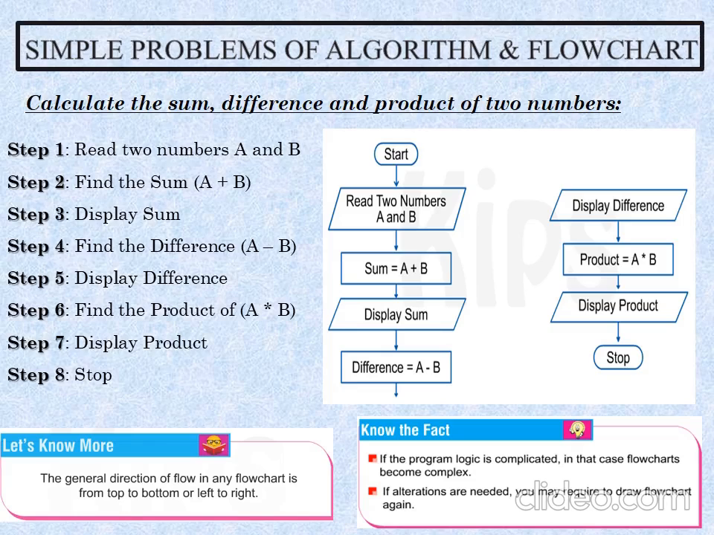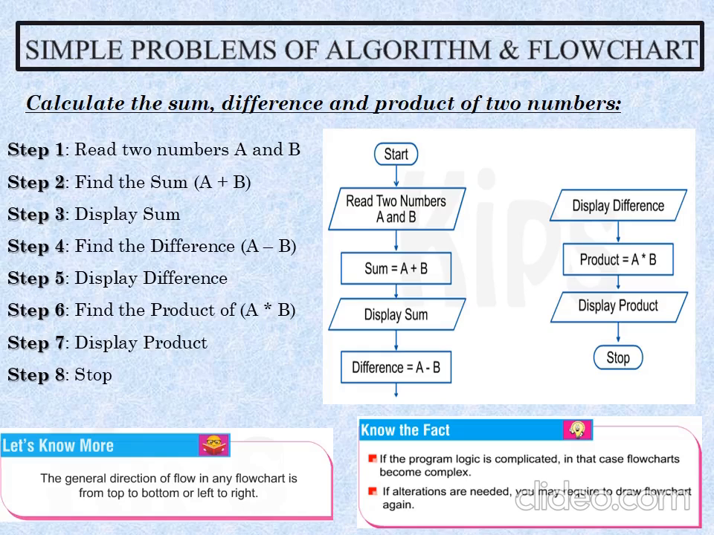Second, they have asked us to find the difference. Since we already have the input numbers A and B, we don't have to take new input numbers. In the first step itself, we have taken them for the other operations also. So what will be the next step? Step 4: find the difference, A minus B. After finding the difference, we need to ask the computer to display the answer.